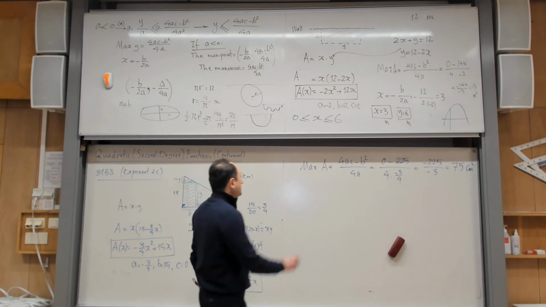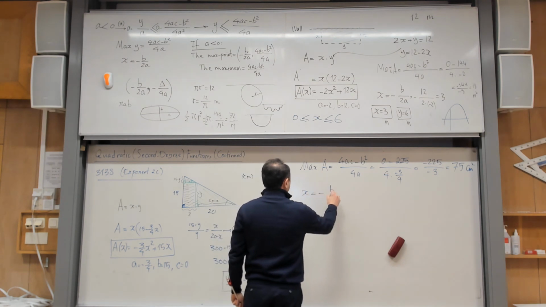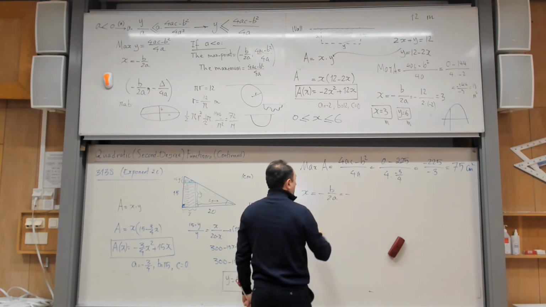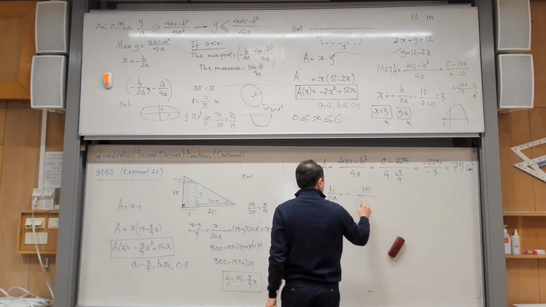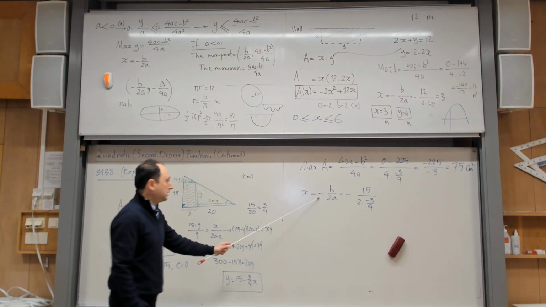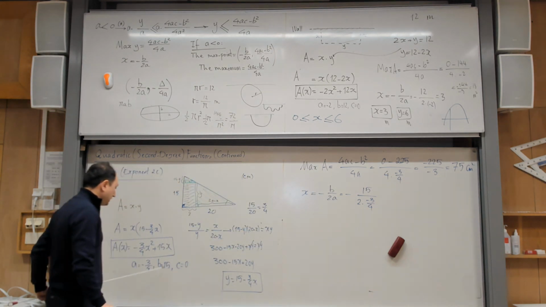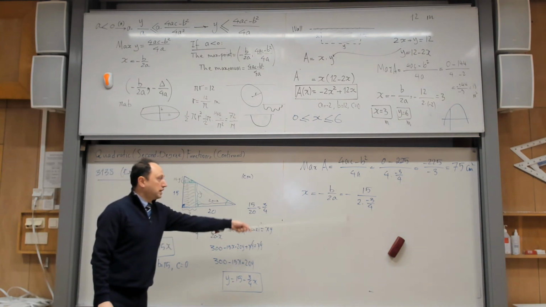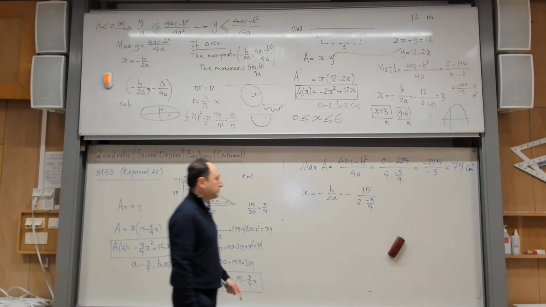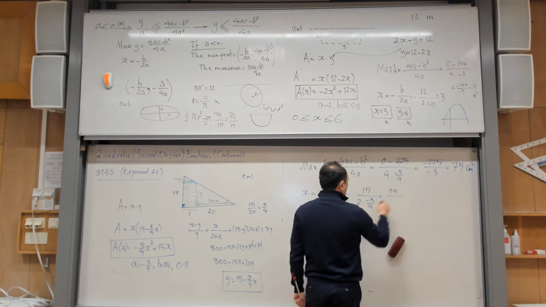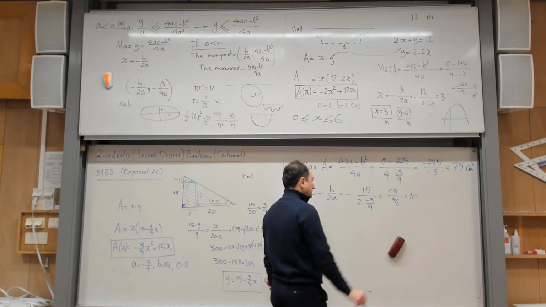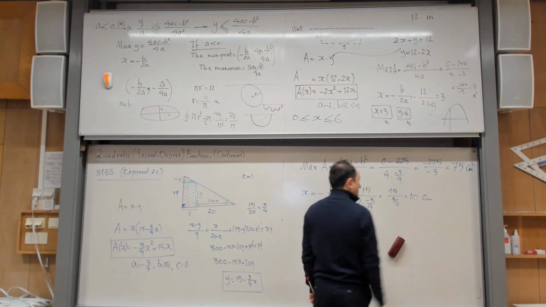So x should be what? X should be minus b over 2a. Instead of b, I put this number 15, and instead of a, I put minus 3 over 4, and then simplify that. This minus sign will cancel that minus sign, so it becomes 15 over 3 over 2. So it becomes 10. 10 centimeters.